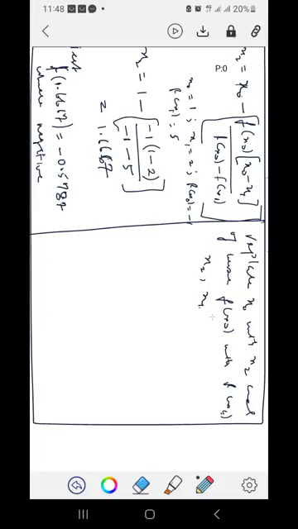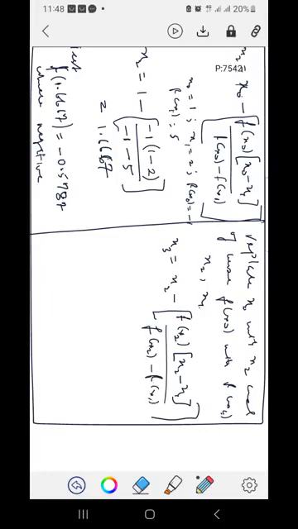When we run this scheme again, we are going to have x3. It's going to develop x3. So x3 is going to be we running it again. So wherever we see x naught before, we now put x2. So you are going to have x2 minus fx2 into x2 minus x1 over fx2 minus fx1. So you close it like that.